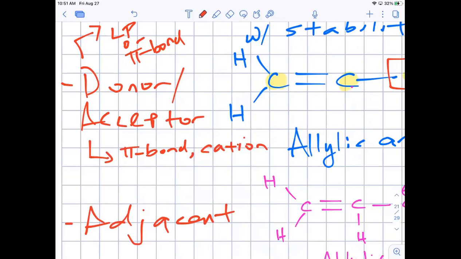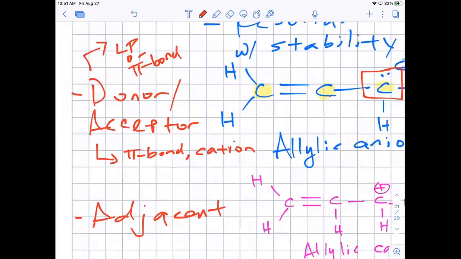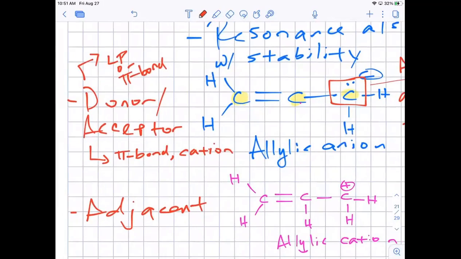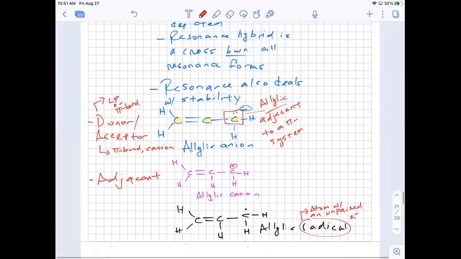When we talk about a donor, we're talking about donating electrons. So it can either donate electrons or accept electrons. All right. So we have 3 scenarios that we can look out for. We've got an allylic radical, an allylic cation, and an allylic anion. And in 99% of the cases where resonance happens, it happens for the purpose of stability.